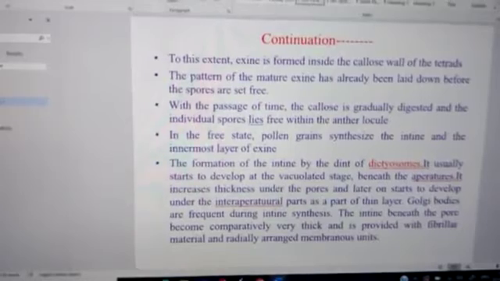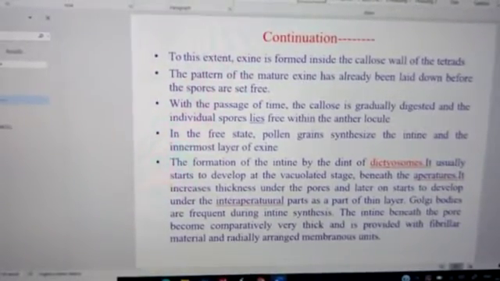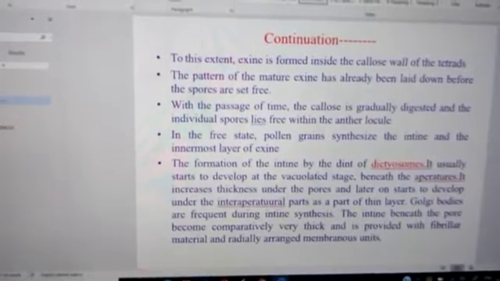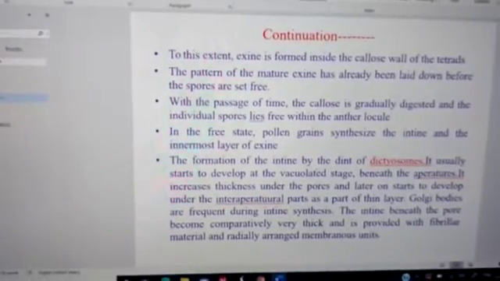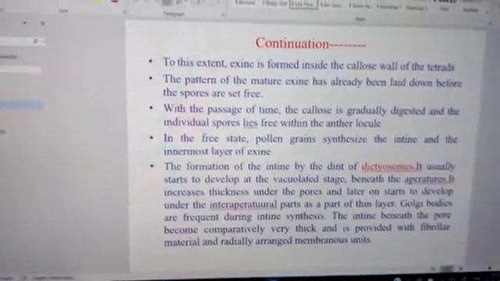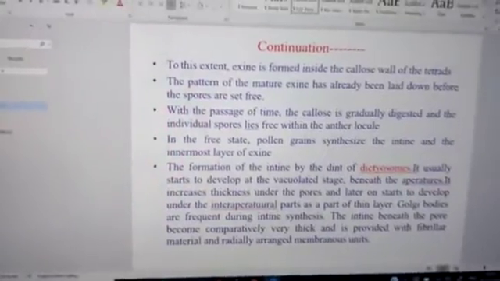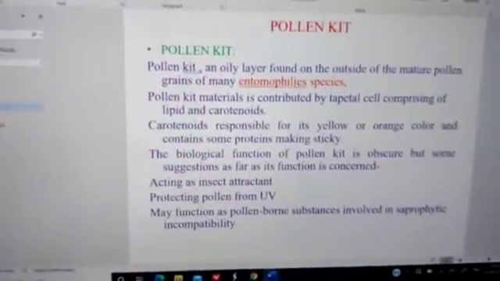Golgi bodies are frequently active during intine synthesis, and the intine beneath the pores becomes comparatively very thick and is provided with fibrillar material and readily arranged membrane units. Then what is the pollen kit? The pollen kit is an important part of this topic, the wall formation.